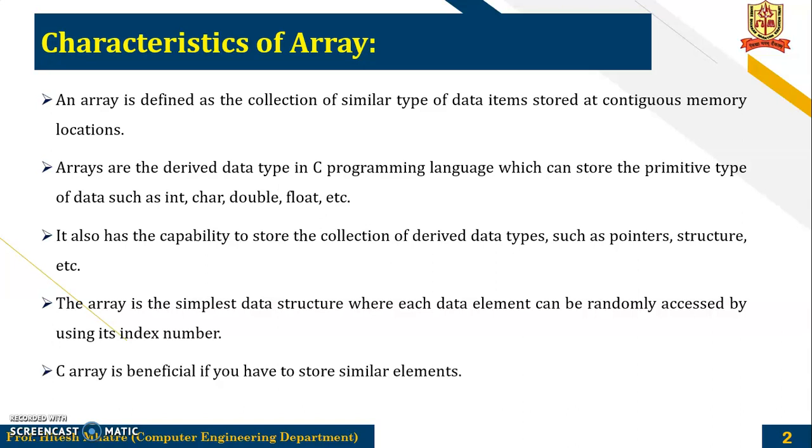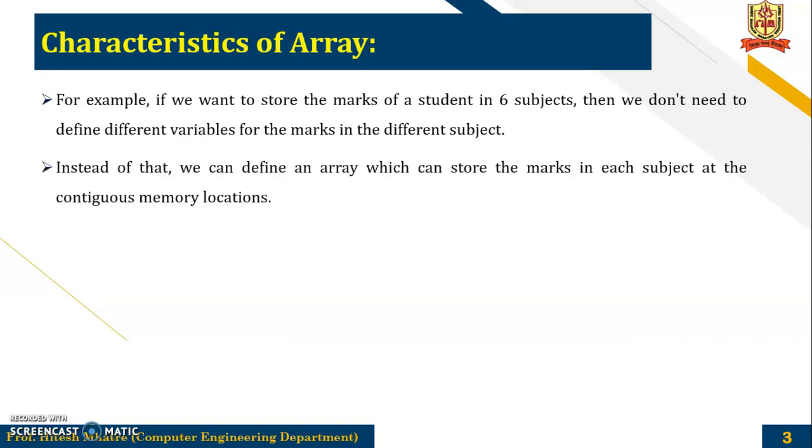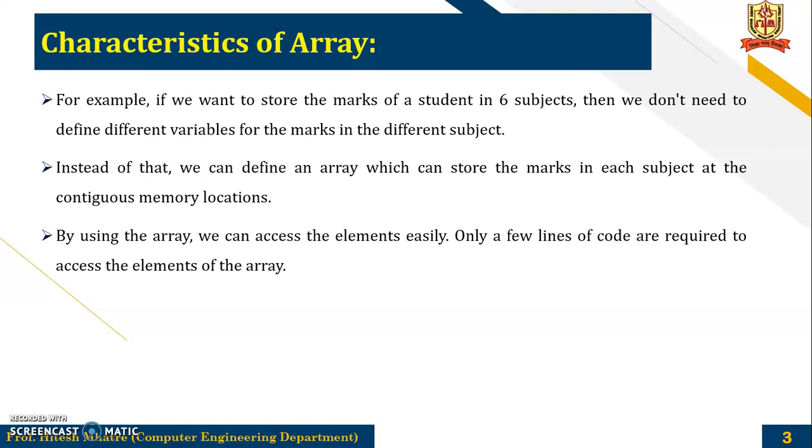Arrays in C are beneficial if you have to store similar type of elements. For example, if we want to store the marks of a student of 6 subjects, then we do not need different variables, like for 6 subjects we require 6 variables. If we are using an array, we can have only one variable in which we can store the subject marks. So we can define an array which can store the marks in each subject as a contiguous memory location. By using the array, we can access the elements easily. Only a few lines of code are required to access the elements.